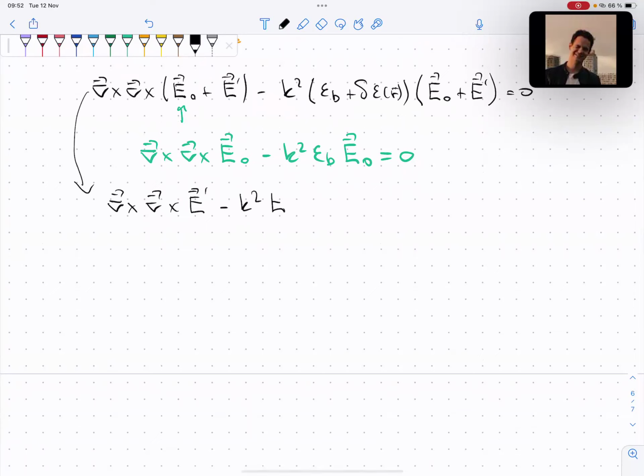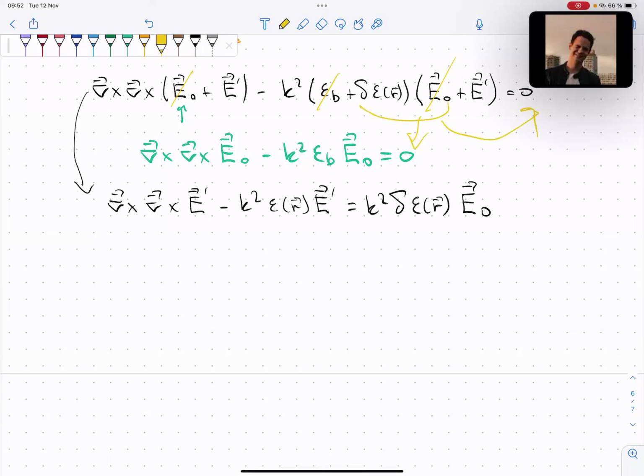So we can rewrite this equation as curl of curl of E prime minus k squared epsilon of R times E prime equals k squared delta epsilon of R times E0. Let me check this. This goes to 0 because of this, and so only this guy goes here. Yeah, it should be correct.